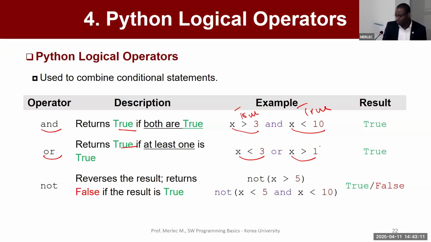If at least one of those conditions is verified, the result will be true. In case of not, this will return the results which will be false if the result is true. It will be the reverse, okay? Like here, not x greater than 5. If this expression is true, the result will be false. If the expression is false, the result will be true.